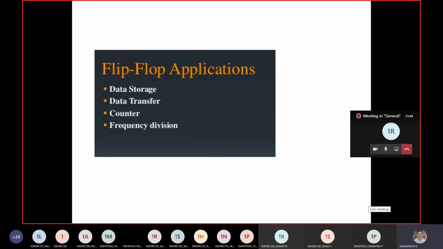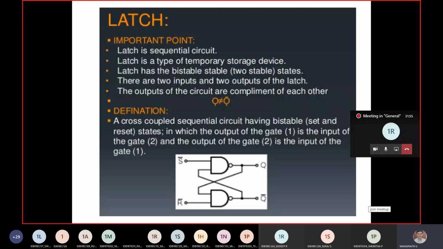Everyone, am I clear? Yes. Okay. So straight away we'll move to latches now.